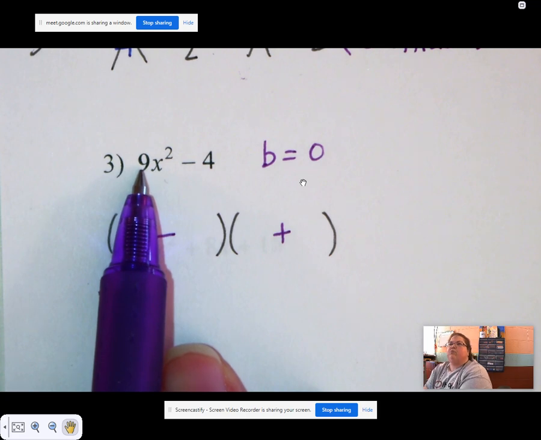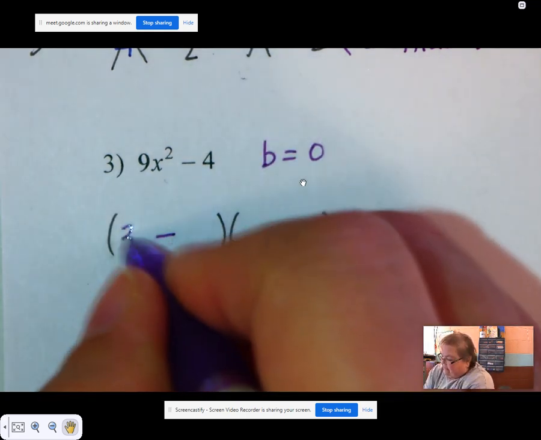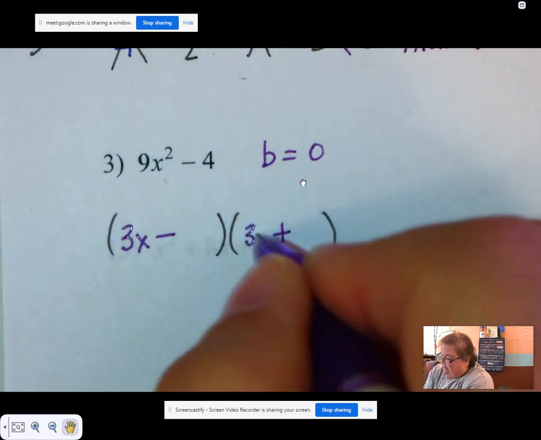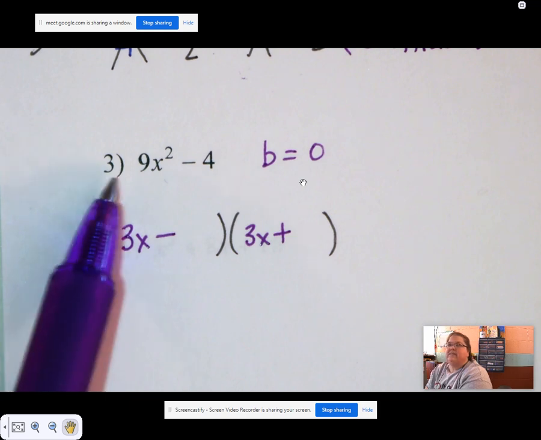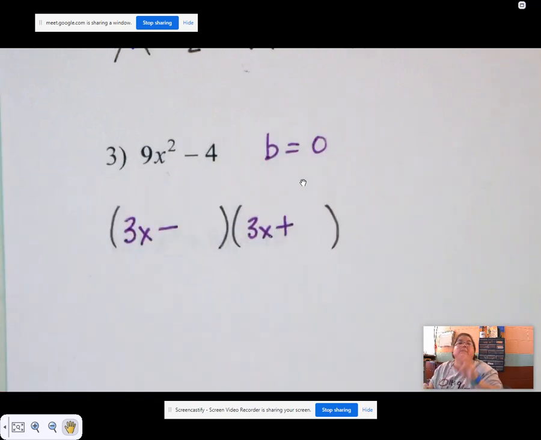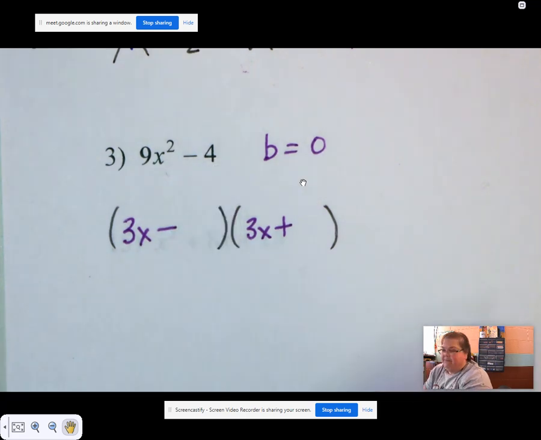What times what is 9? It has to be the same number, right? Because in both types of special cases, don't they have to be the same terms? What times what is 4?